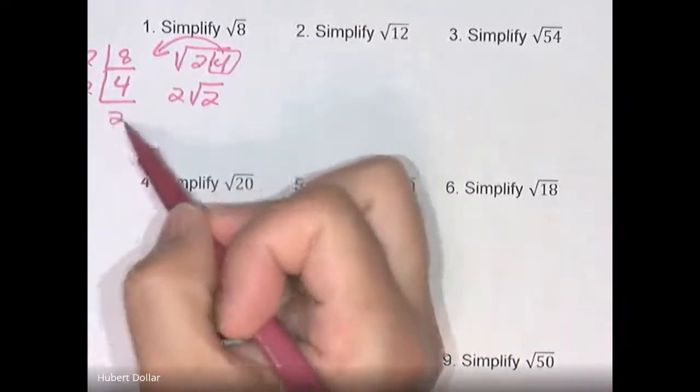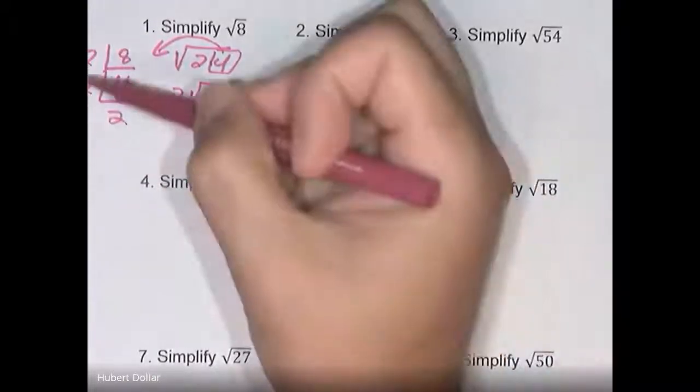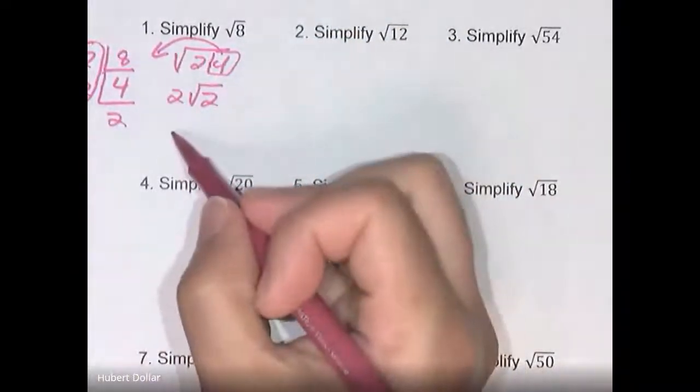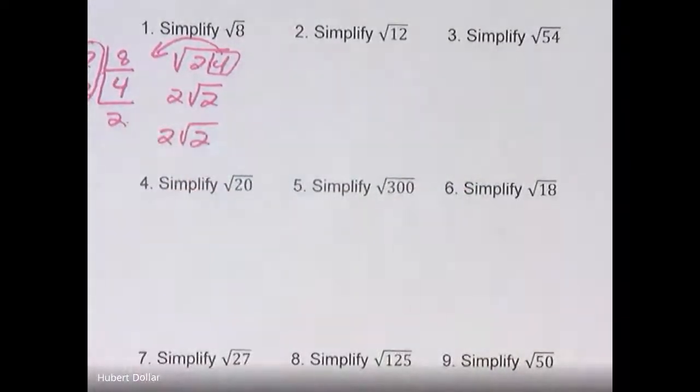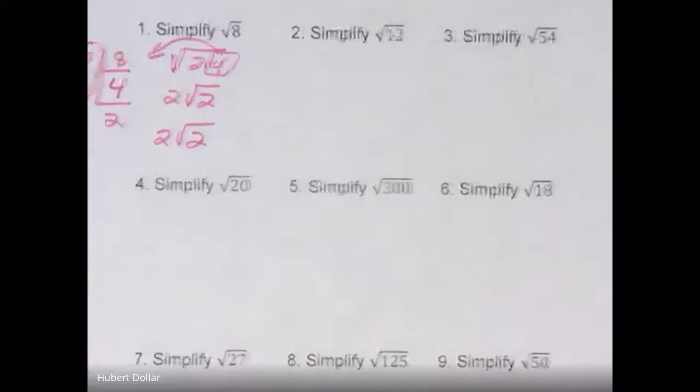4 divided by 2 is 2. So, you can circle these 2's because they're being multiplied by themselves. Anything you circle comes outside, and that leaves the 2 uncircled, leaves inside.